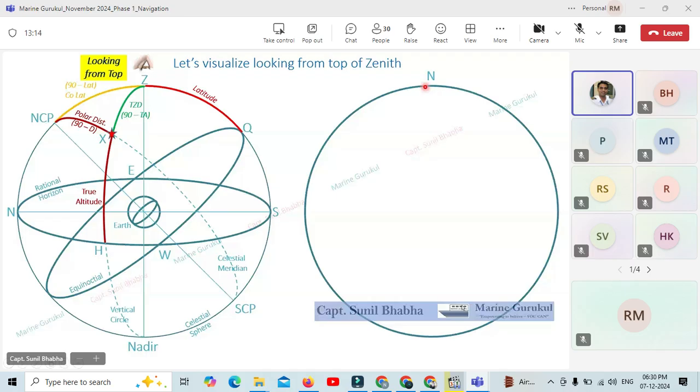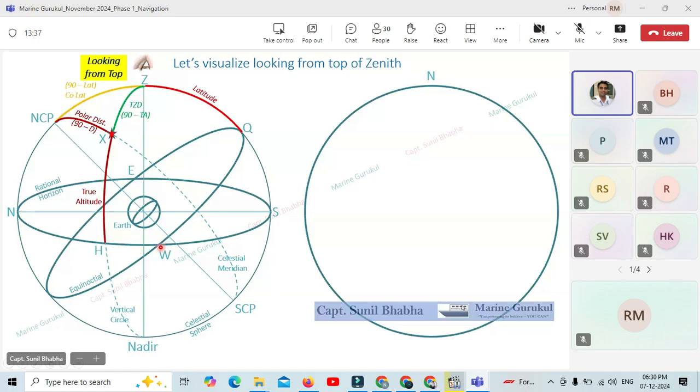Now exactly opposite to this north direction on the other side, you will have the south point. And if you go 90 degrees towards the right side of north, you will have the east point. And if you go 90 degrees towards the left side of the north point, you will have the west point.